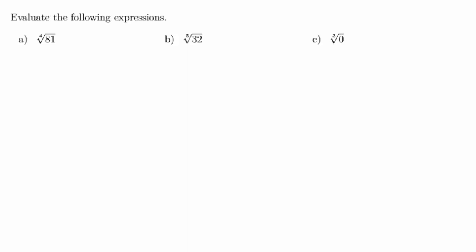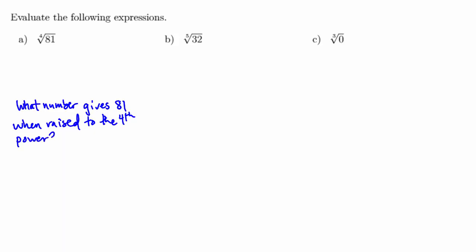To evaluate this, what we're looking for is to see what number, when raised to the fourth power, gives us 81. So we're essentially doing the opposite of raising a number to the fourth power by taking its fourth root. So a couple side notes that we'll start with is what number gives 81 when raised to the fourth power. So what we're thinking about here is that some number, which we don't know, and I'm going to use a question mark, raised to the fourth power is going to give us 81.